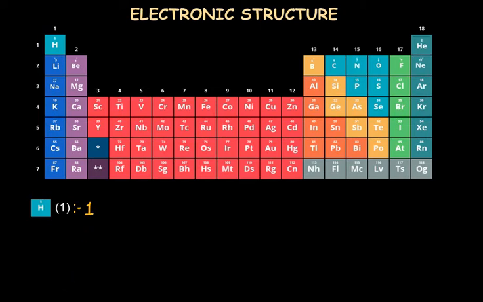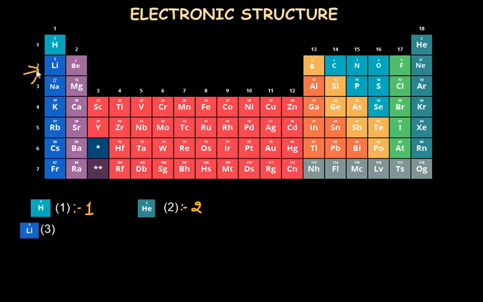Next, helium has two electrons in its atom. Both these electrons will go in the first shell itself, which is close to the nucleus, and because the first shell can accommodate two electrons, both the electrons of helium will go in the first shell. Now let's start with lithium.